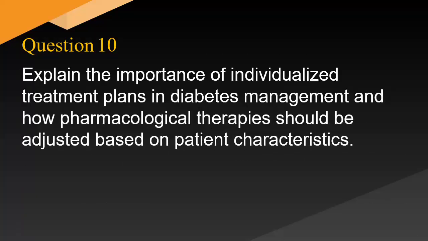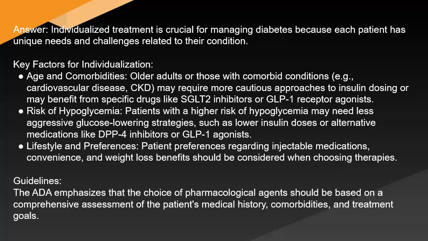Explain the importance of individualized treatment plans in diabetes management and how pharmacological therapies should be adjusted based on patient characteristics. Answer. Individualized treatment is crucial for managing diabetes because each patient has unique needs and challenges related to their condition. Key factors for individualization: age and comorbidities. Older adults or those with comorbid conditions, e.g. cardiovascular disease or CKD, may require more cautious approaches to insulin dosing or may benefit from specific drugs, SGLT2 inhibitors or GLP-1 receptor agonists. Risk of hypoglycemia.